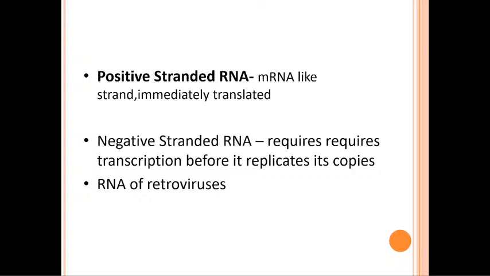A positive stranded RNA virus can be translated immediately, while a negative stranded RNA virus requires transcription before it can create replicate copies of the virion. Okay, clear? What about retroviruses, sir? So, with retrovirus, from the term itself, retro, it will turn into DNA before making copies of itself. Okay, it needs to be transcribed to DNA first.